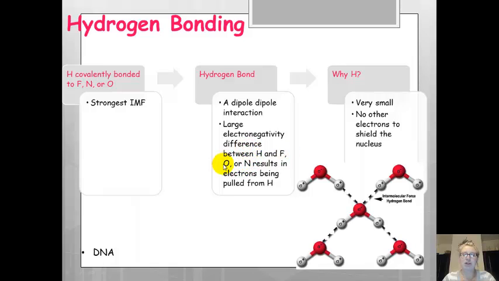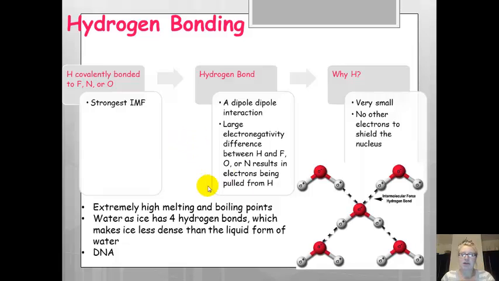Because fluorine, oxygen, and nitrogen are so electronegative, they pull the electrons from hydrogen, which is very, very small, and so hydrogen is left unprotected, which creates a very, very large dipole. Hydrogen bonding leads to compounds that have extremely high melting and boiling points, and is very important in water.